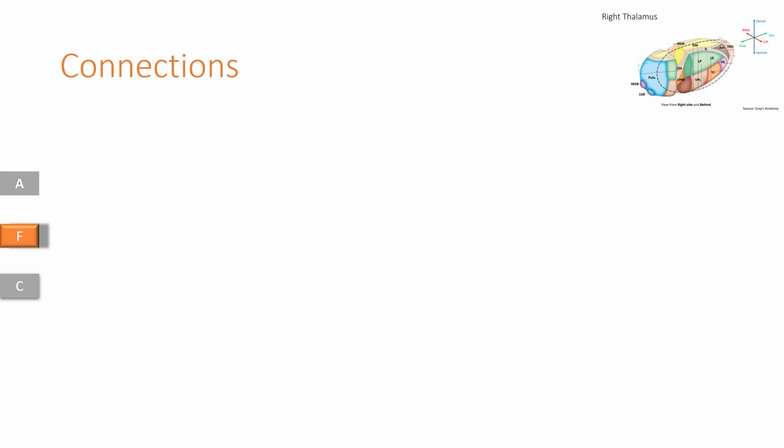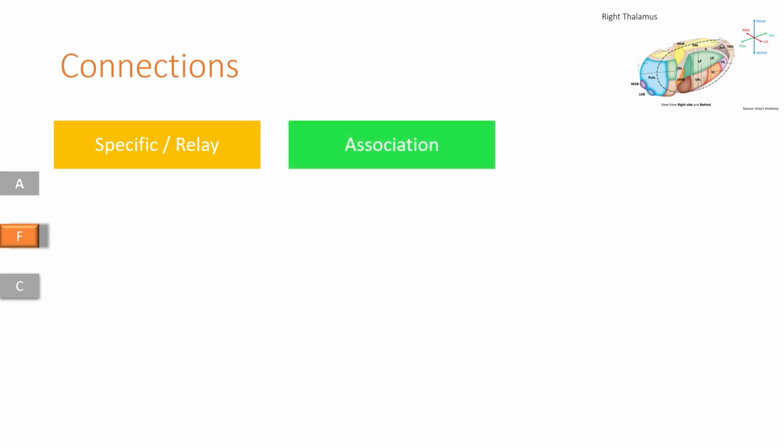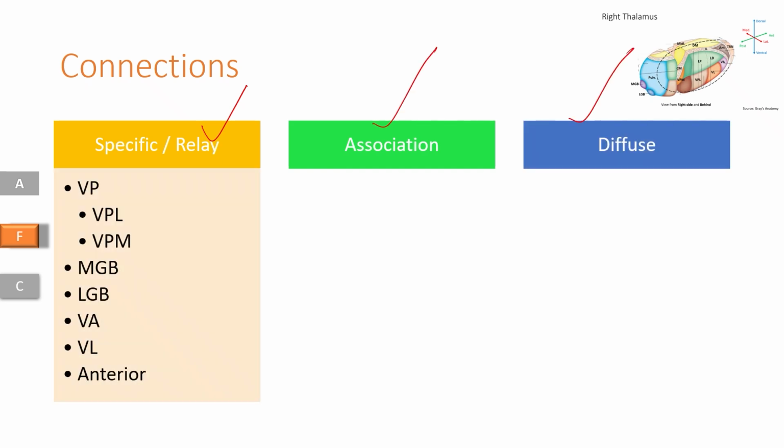Now let us learn about the connections of the thalamus. It can be learned under three headings. One is a specific connection or a specific relay station. Then specific nuclei or relay nuclei. Then you have association nuclei and you have diffuse nuclei.